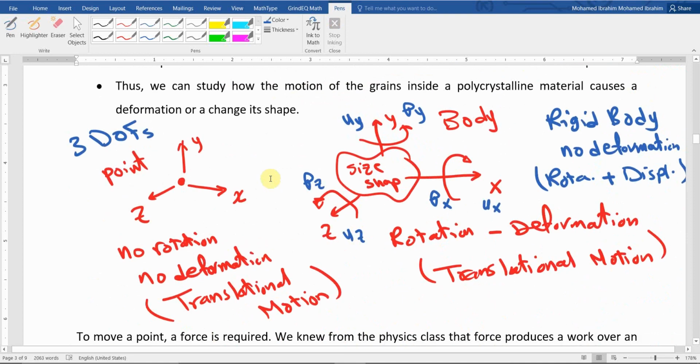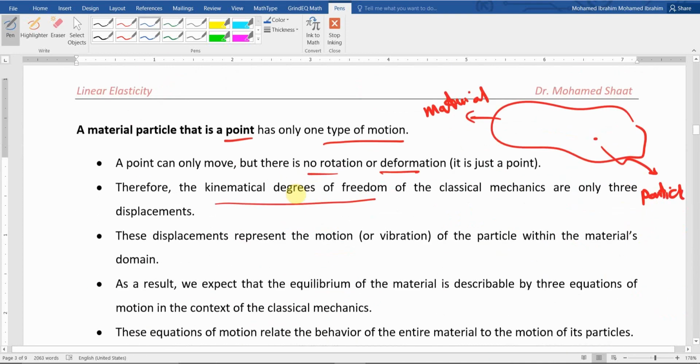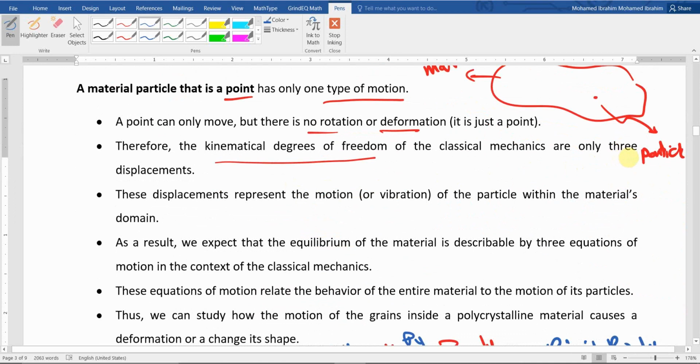the particle is a point. Assume that the particle is a point. So what does it mean, a point? It means that it has only 3 translational degrees of freedom, or 3 displacements. It means that the particle can only move along x, along y, along z. There is no rotation, there is no deformation. Make sense?